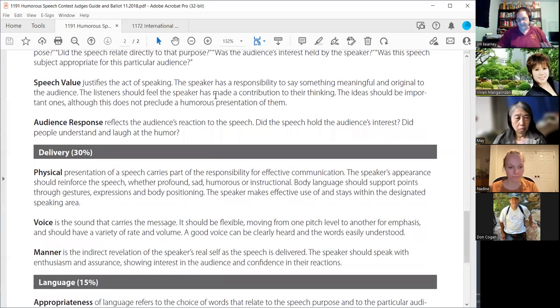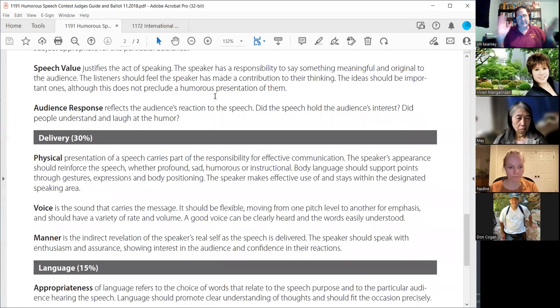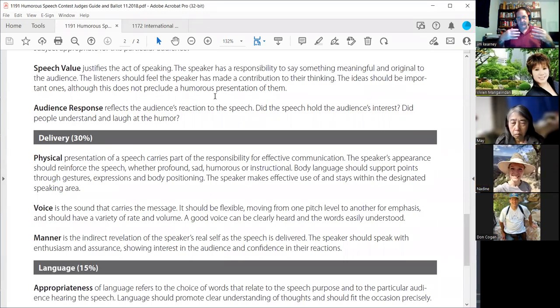Now, the speech value, it's all about the reason for speaking, right? This is all about the purpose, right? So the speaker has a responsibility to say something that the audience wants to hear, something that is meaningful to the audience, something that the audience can relate to, so that they feel that you as the speaker are contributing to the way that the audience thinks.